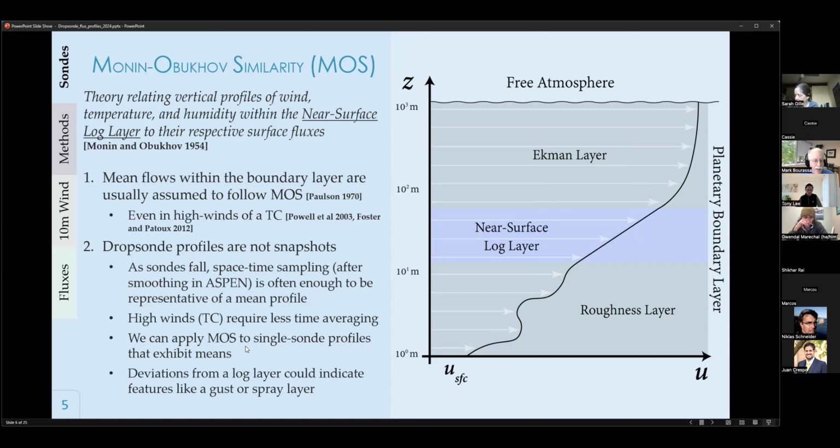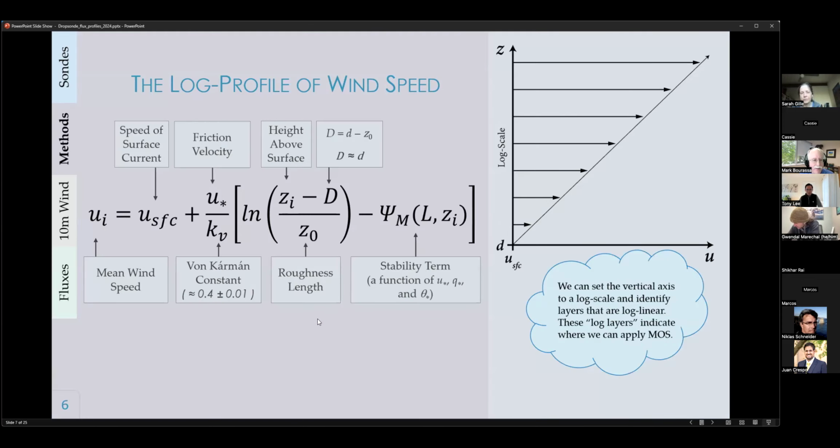But we find that you can find these log layers in a single profile. You don't need to combine the data from many profiles to get a log layer, as is typically done in studies using dropsondes. And then also we find in that layer down here that there's quite often sprays, or what appears to be a gust, but it's often a spray layer at higher wind speeds. So I'll talk a little bit more about the spray layer later.